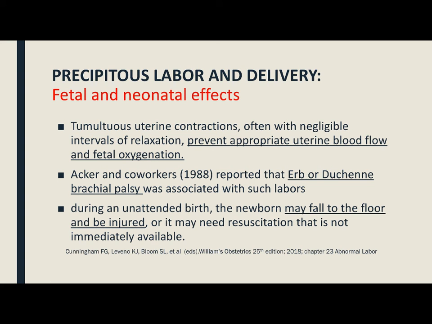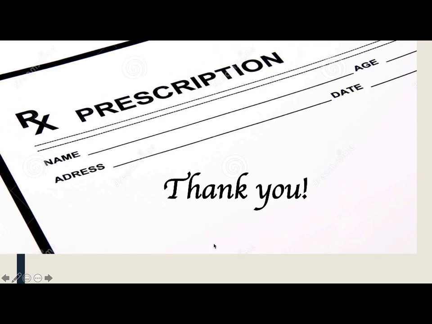What are the fetal and neonatal effects of precipitous labor and delivery? Of course, tumultuous uterine contractions, often with negligible intervals of relaxation, can prevent appropriate uterine blood flow and fetal oxygenation. And so, Acker and his co-workers reported that Erb or Duchenne brachial palsy may be associated with precipitous labor and delivery. During an unattended birth, the newborn may actually fall to the floor and may be injured, or it may need resuscitation that is not immediately available.